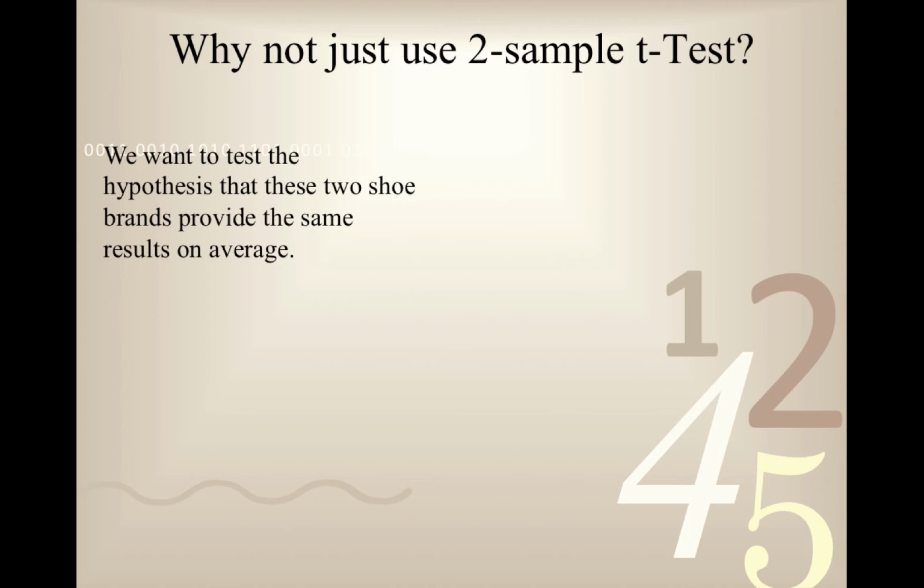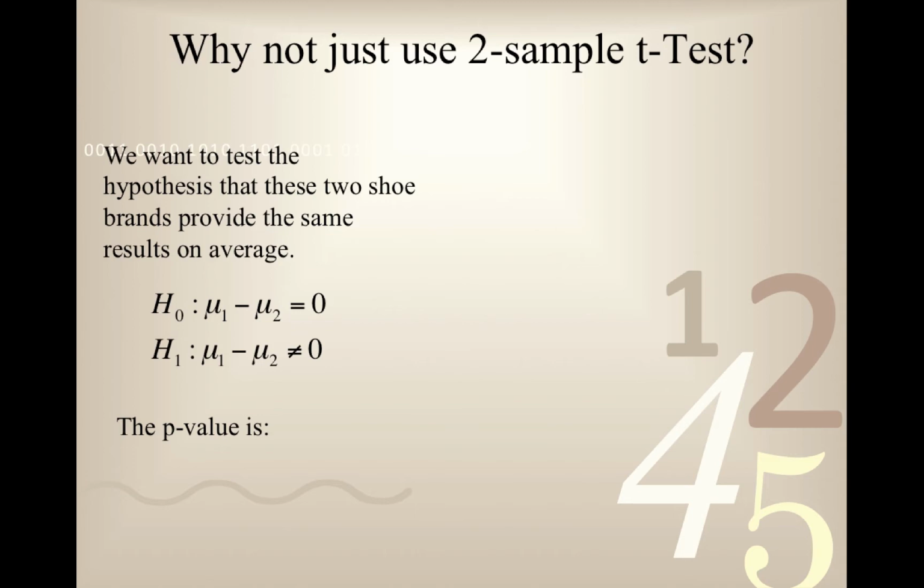Well, we know how to do that with a two-sample t-test. We can set up our null and our alternative hypotheses. So there, our null would be just assuming equality, so that mu1 equals mu2, or mu Adidas equals mu Nike. And then our alternative that they are not equal.